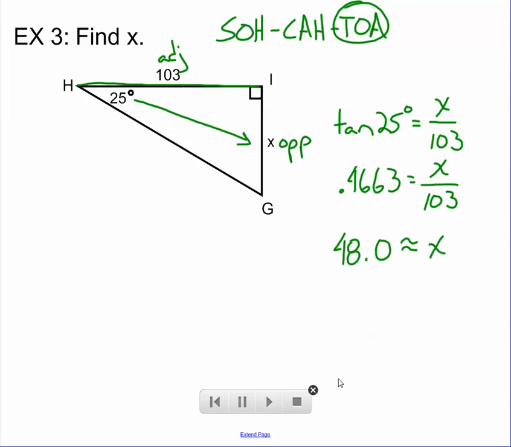Comes out to about 48.0. That would be the length of this side. And then we could do the Pythagorean theorem to figure out the hypotenuse, or we could do adjacent over hypotenuse.